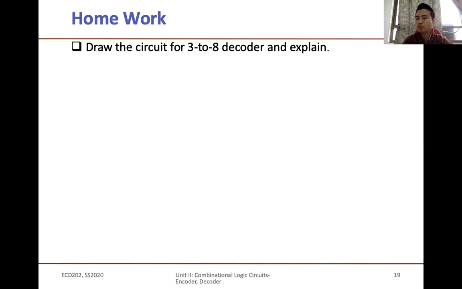So now for each output, you will have the Boolean expression. With the help of the Boolean expression, you can draw the logic diagram for the 3 to 8 decoder using AND gates. I'm going to correct this one, and you should submit it next week.